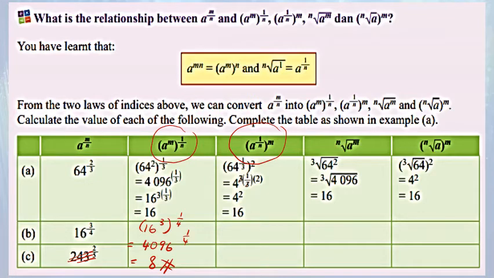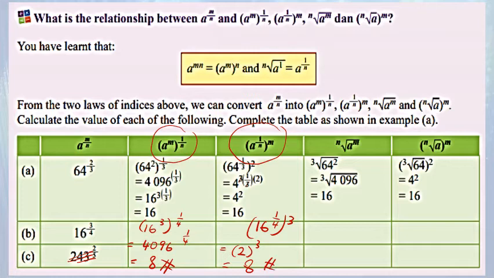For the second pattern, 16 to the power of 1 over n means 1 over 4. Then the bracket power m, so here it means power 3. So 16 to the power of 1 over 4, you use the calculator, you will get 2. And then power with 3: 2 power 3, press the calculator, you will get 8.